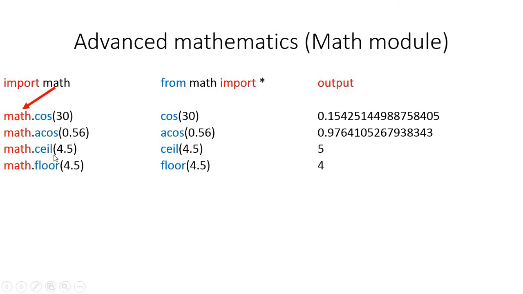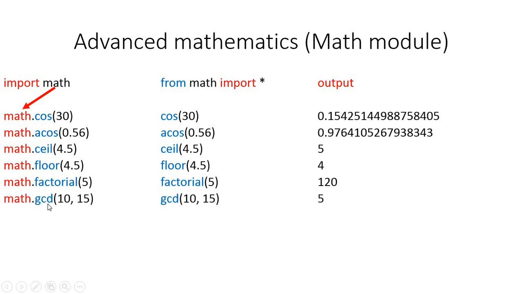This ceil command will round this number to its ceiling. The ceiling of 4.5 is 5, which is above 4.5. So it will round the number to the whole number greater than this number. If you use the floor command, then it will round it down to the floor of 4.5. The floor of 4.5 is 4, which is the nearest whole number below 4.5 or smaller than 4.5.